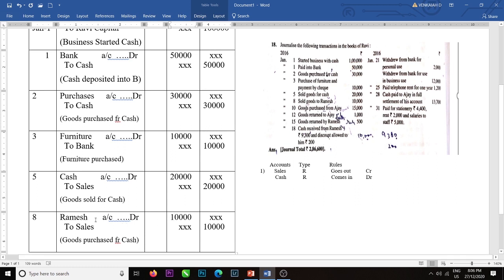Okay, Ramesh is a personal account. Personal account rule is debit the receiver, credit the giver. Ravi sold goods to Ramesh. Ramesh is receiving the goods. That's why his account is debited. Goods are going out. That's why sales account is credited.